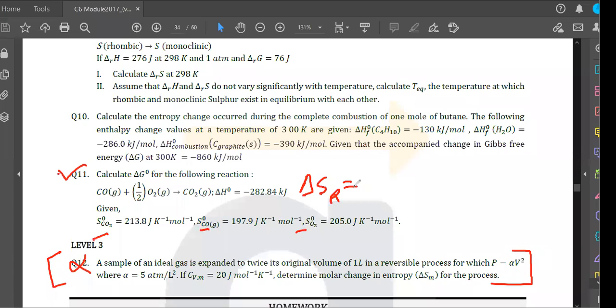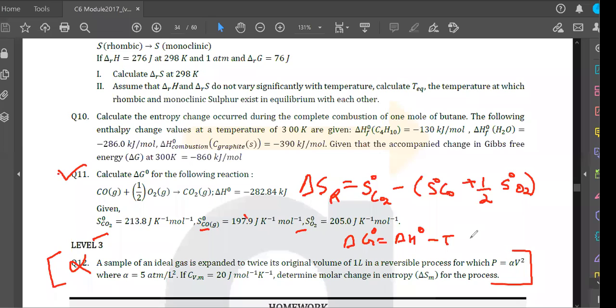What is delta S of reaction? It is S of CO2 minus S naught of CO plus half S naught of O2. And then you have to calculate delta G. So delta G naught is equal to delta H naught minus T delta S naught. Is it just formula putting and getting? Tell me, everyone.